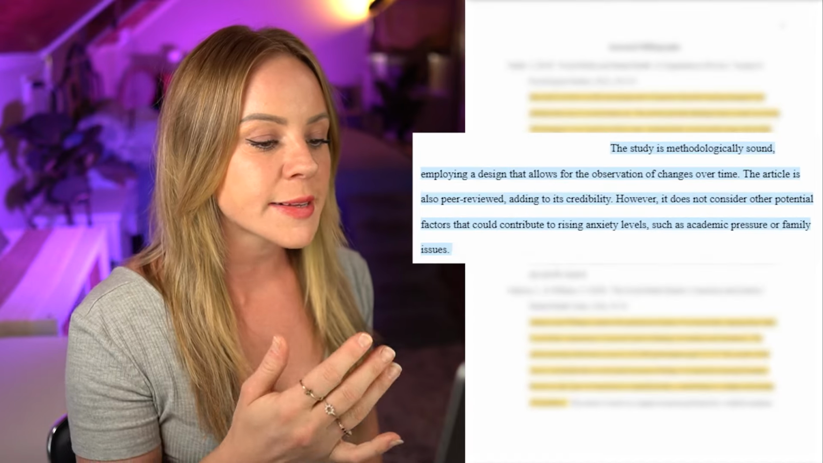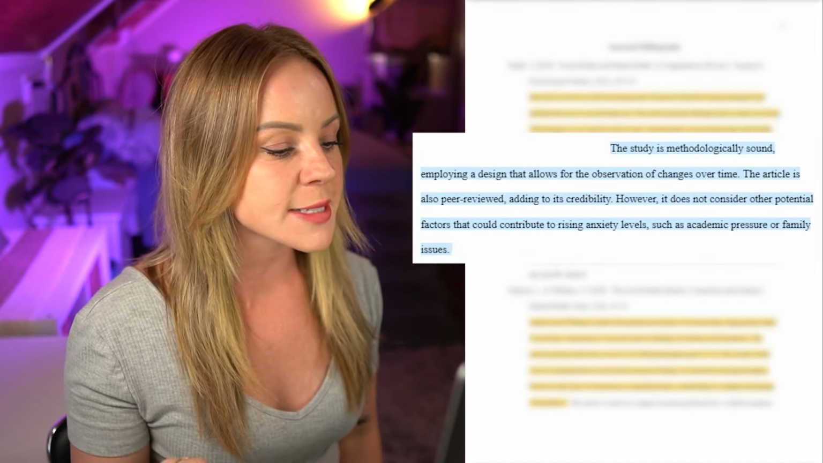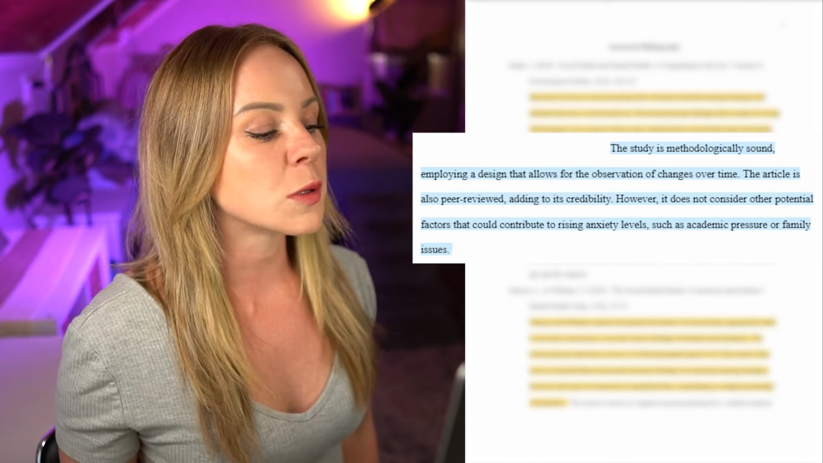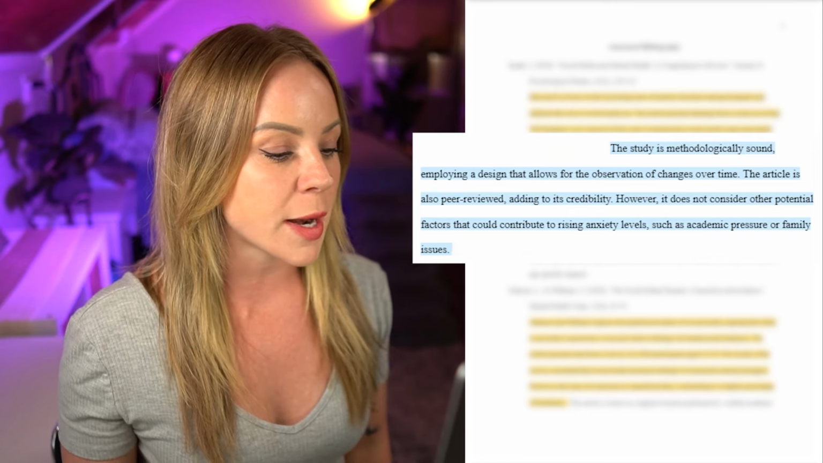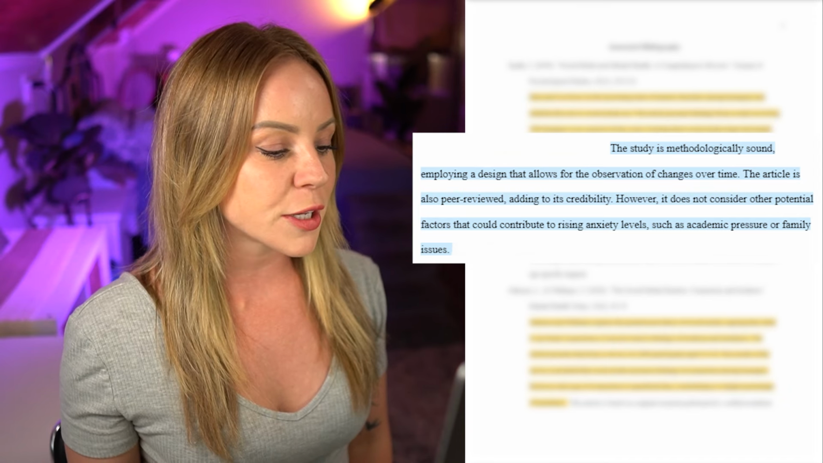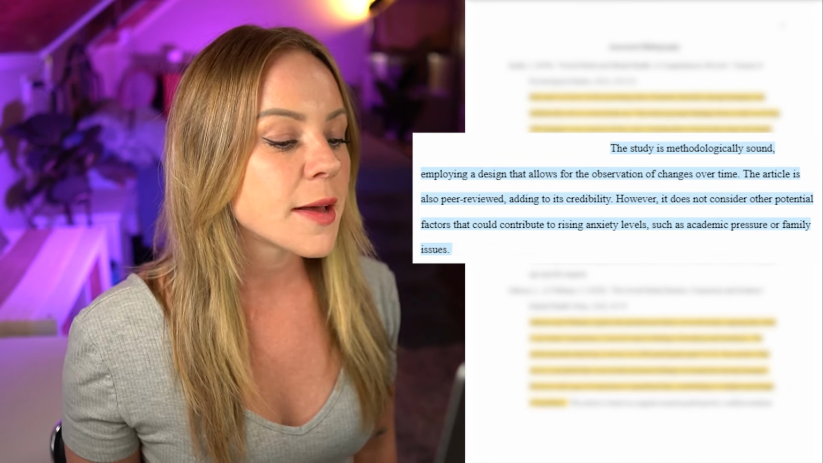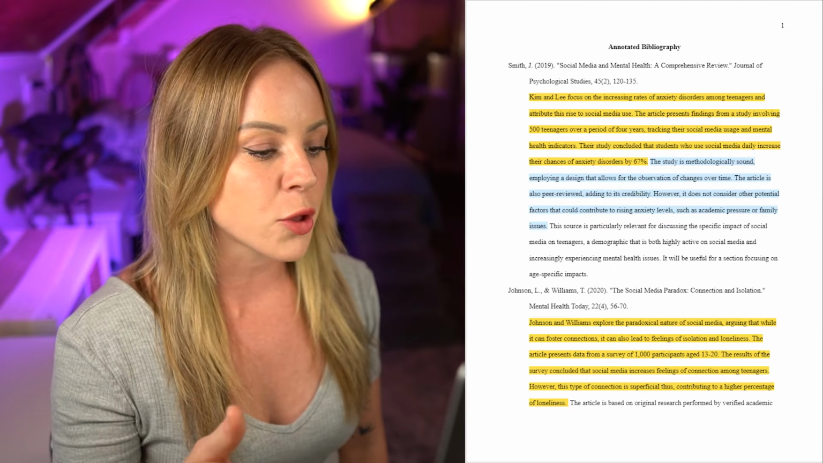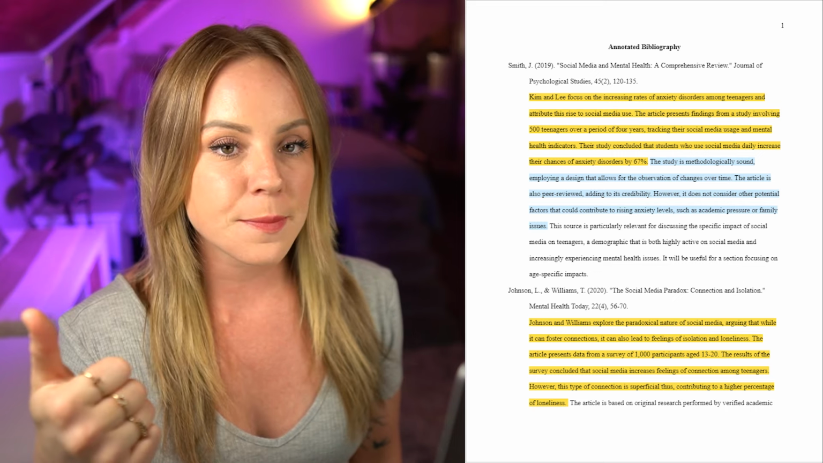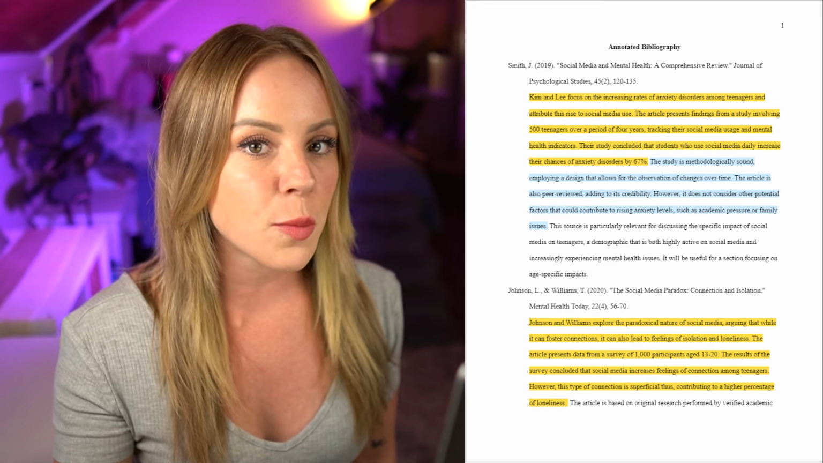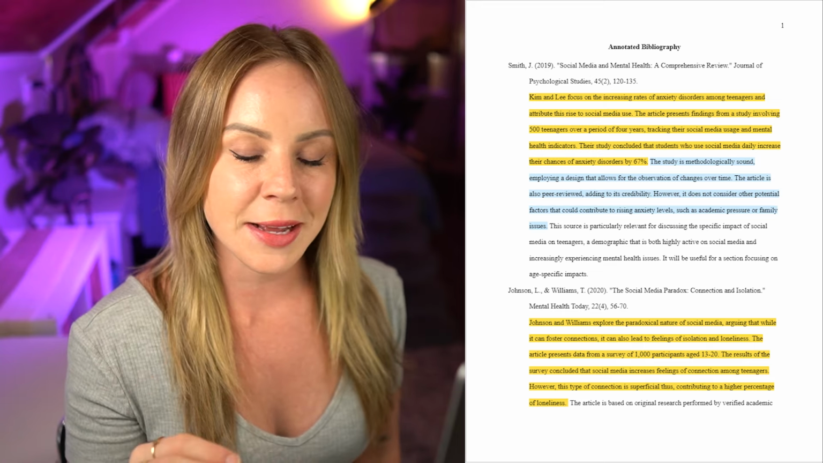Going back to our first annotation, we have the study is methodologically sound, employing a design that allows for the observation of changes over time. The article is also peer-reviewed, adding to its credibility. However, it does not consider other potential factors that could contribute to rising anxiety levels, such as academic pressure or family issues. So take note how this evaluation states its credibility, how the research is structured, and then it also considers alternate viewpoints that aren't included in the research.